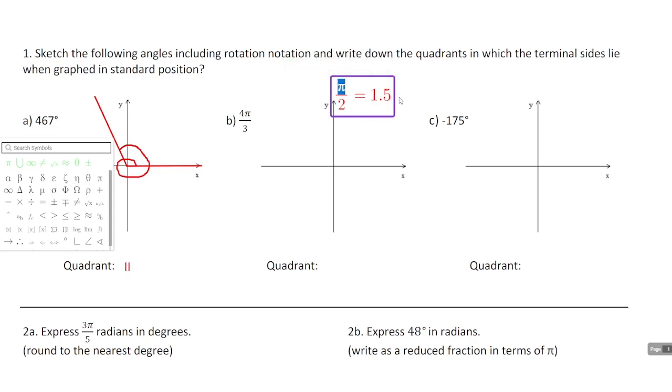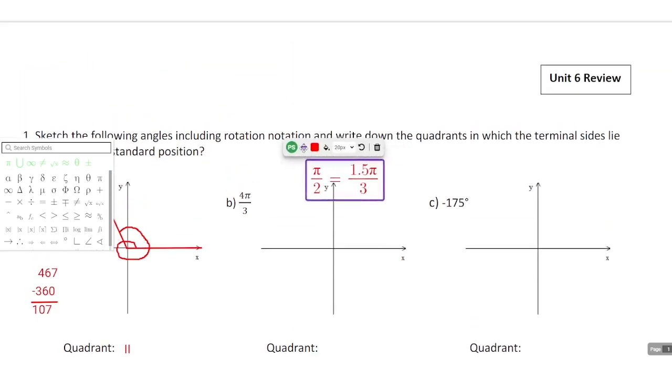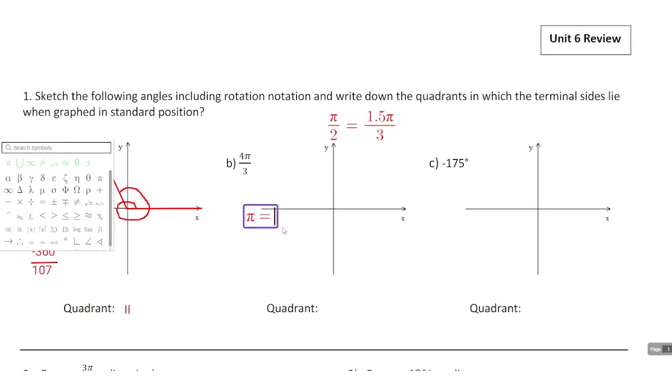It's a pretty unconventional way of writing it, but I think it'll help you see where this 4 pi over 3 is really supposed to be. Right? So it's definitely going to be more than this, because this is only 1.5 pi over 3s, and we're trying to get to 4. Now, 180 is regular old pi, right? And pi is going to equal 3 pi over 3, so we're not quite there yet.